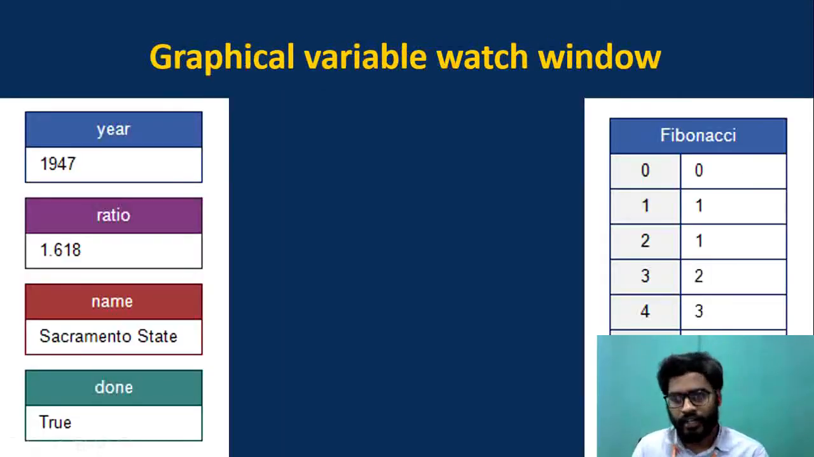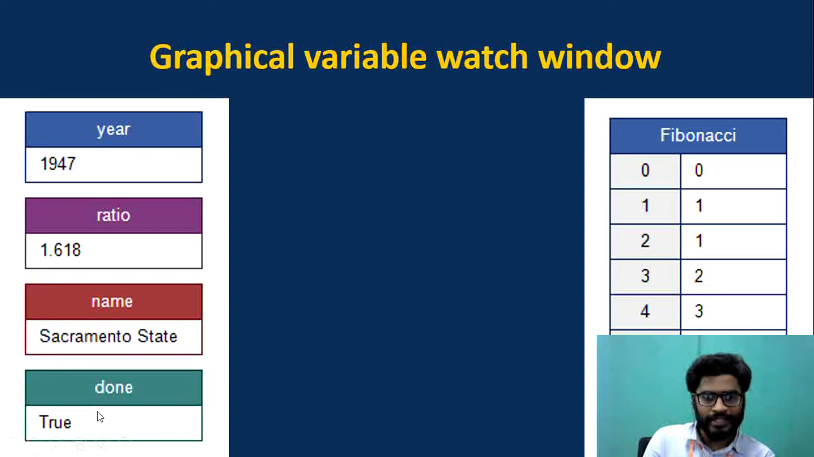It also provides a graphical variable watch window where each variable is displayed inside a box. This 1947 is the value in the year variable, 1.618 is in the ratio variable, this string is in the name variable, and this true is in the done variable. Here variables are displayed in separate boxes. And this is a list of variables created by using a concept called arrays. So a separate rectangle box is provided for each variable. At any point of time, this graphical variable watch window will show you the current value held by these variables.